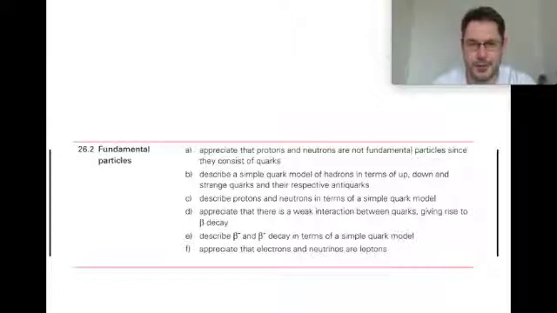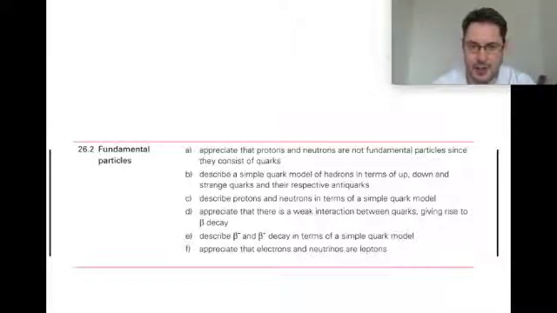We're also going to be able to describe protons and neutrons in terms of a simple quark model. So again, similar to that point B. D, appreciate that there is a weak interaction between quarks giving rise to beta decay. Okay, so there's other forces at play when we go down to the atomic scale. And this is what causes various radiations to be emitted.